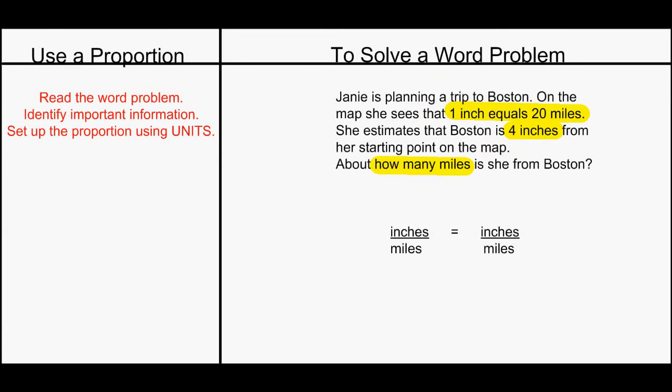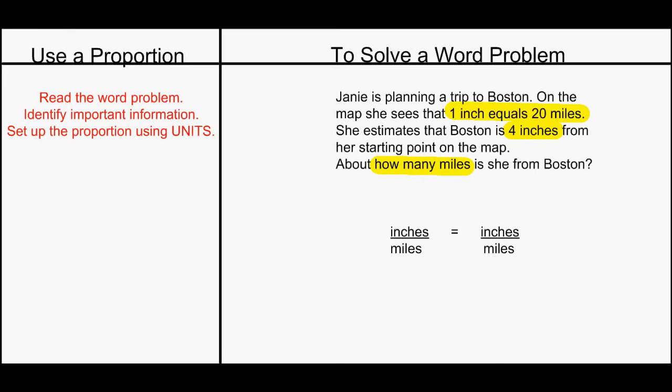Let's try solving another word problem. First, read the word problem, identify the important information, then set up the proportion using only the units. Janie is planning a trip to Boston. On the map, she sees that 1 inch equals 20 miles. She estimates that Boston is 4 inches from her starting point on the map. About how many miles is she from Boston?